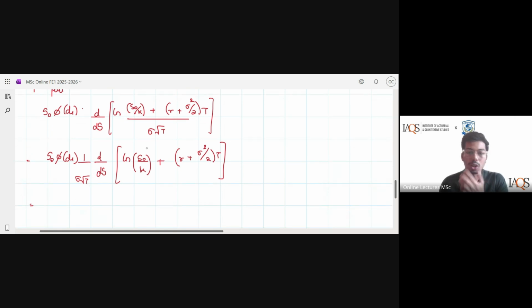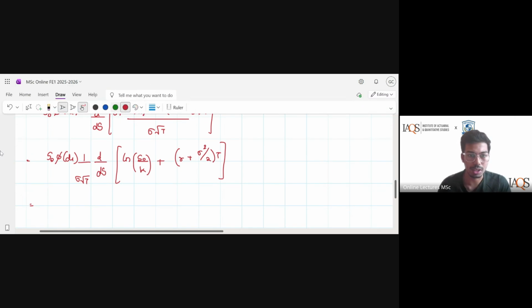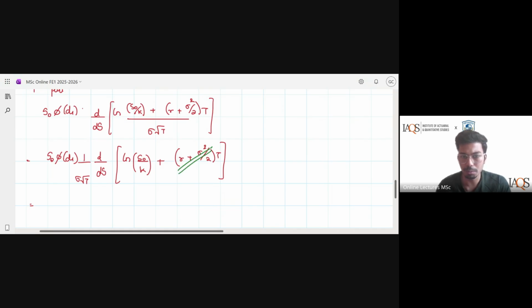Let me tell it this way itself. This doesn't have an S0 term. Therefore, this became 0. This I can write as ln S0 minus ln k. ln k is again a constant and doesn't have any s related term, so even that will go off. What am I left with? Log of s. The differentiation of log of x is 1 by x.